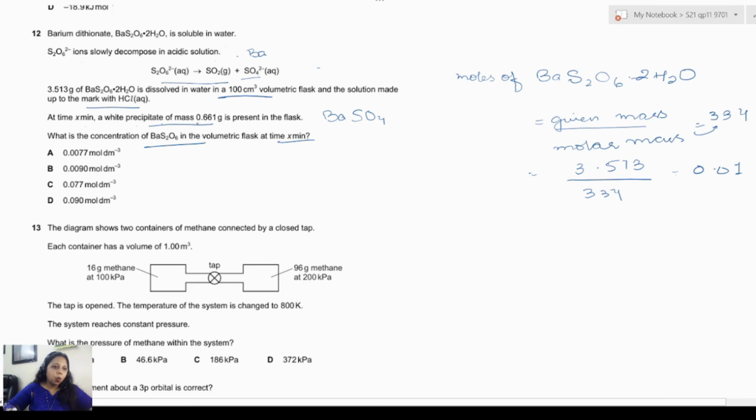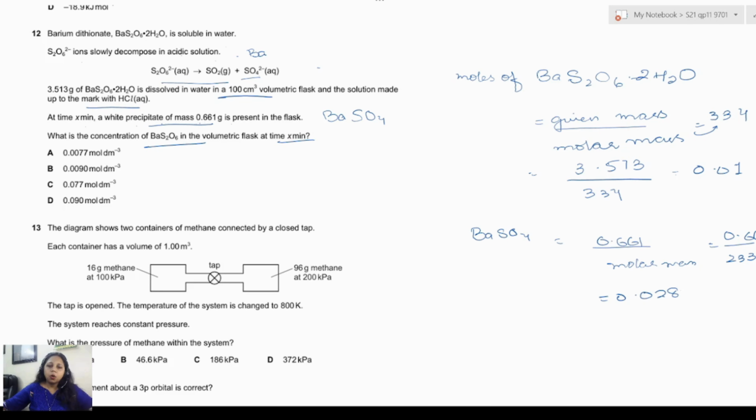Now let's calculate the moles of product. So this is the reactant, and let's calculate for product barium sulfate. The molar mass of barium sulfate we calculate as 137 plus 32 plus 4 times 16. The molar mass is almost 233. So the given mass is here 0.661, so 0.661 divided by 233 is almost 0.028. This is the answer.